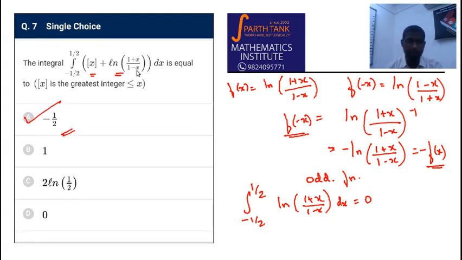Remember, we made this 0 because it is an odd function. Check f of minus x basically.